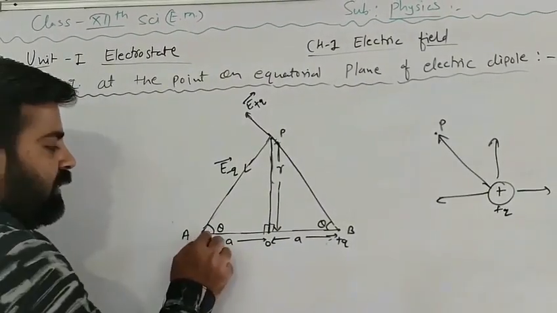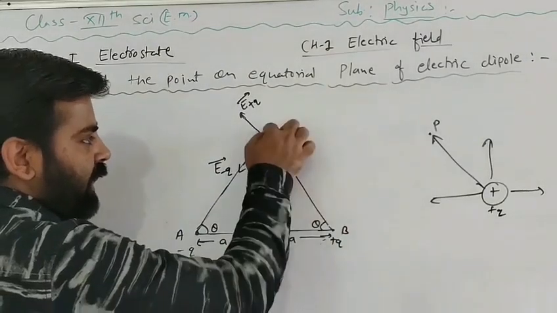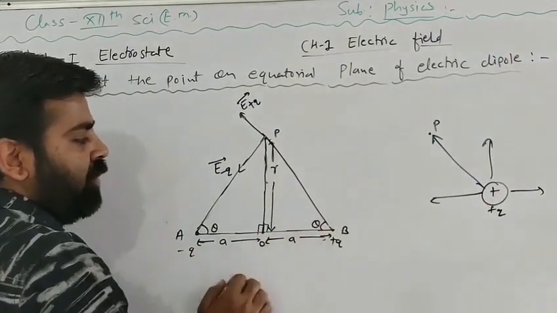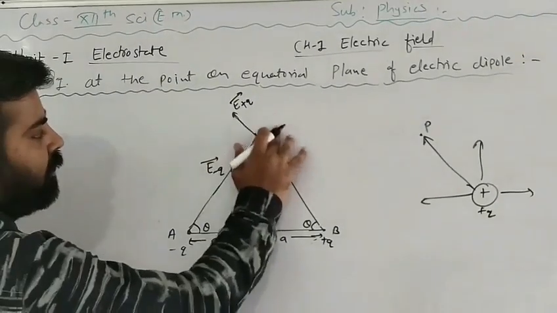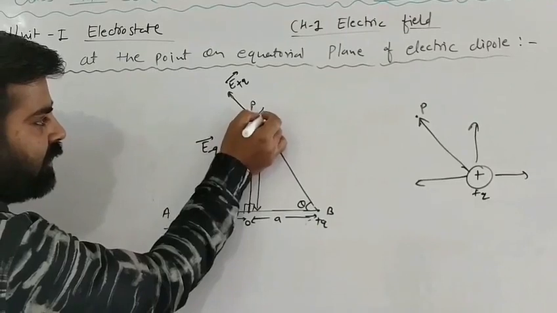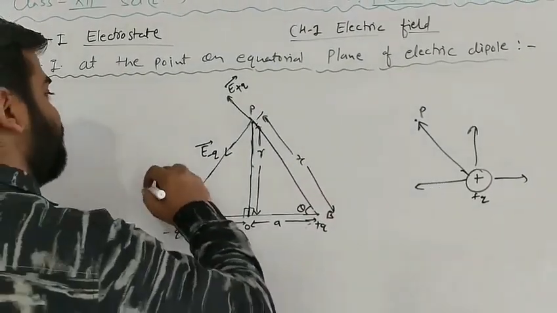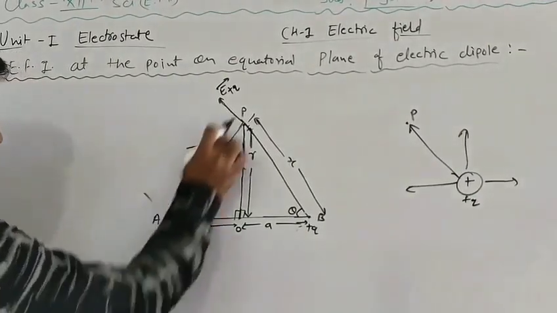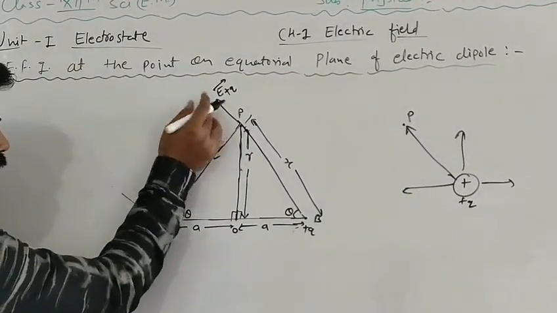So the theta angle here, it is theta angle. So the angle PBO is also theta. And we also assume the BP side is small x. So AP, this AP side is also small x.